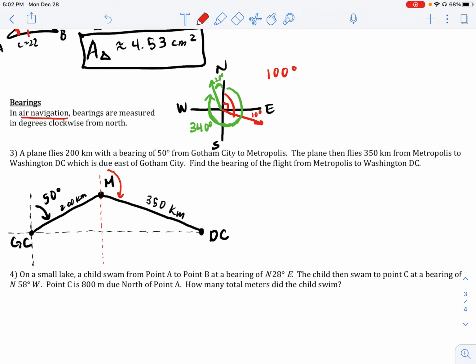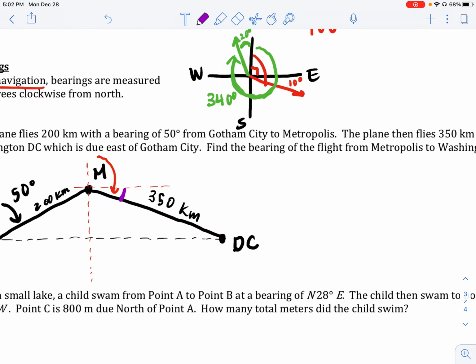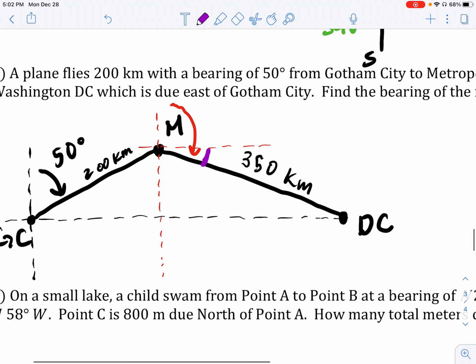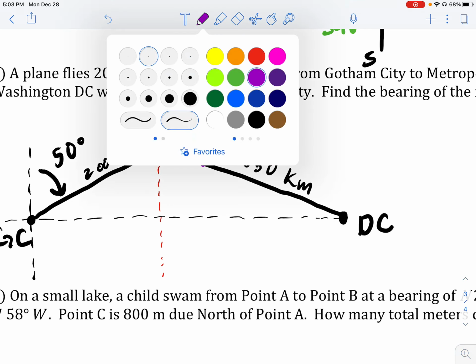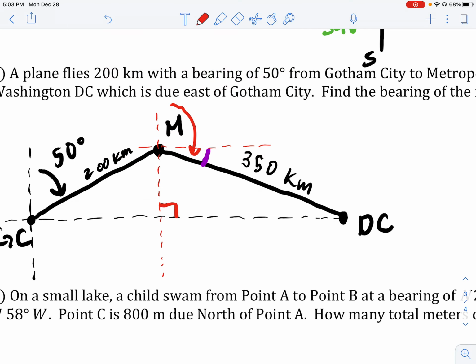Now, this is clearly an angle that's greater than 90 degrees. So one way of visualizing this is finding a way to determine this angle here. Let me zoom in on that picture a little bit. This angle here, the angle from that horizontal to the path that this plane traveled from Metropolis to Washington, D.C. We're going to leverage the fact that this is a right triangle here. That's going to help us out.